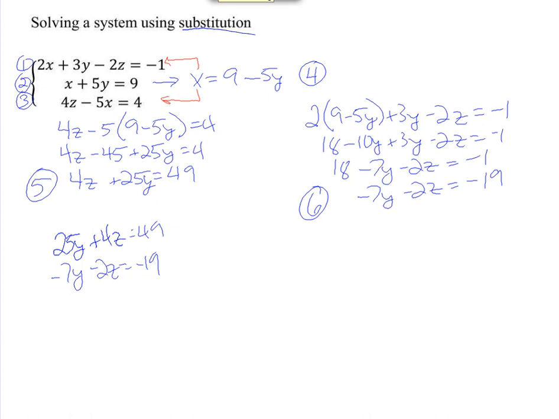All right, fine, let's solve it using substitution then. So we've got to work with fractions. That's okay. We'll take the bottom equation and solve for z. That gives me negative 2z equals positive 7y minus 19. Now I divide everything by negative 2, so I get z equals negative 7 halves y plus 19 halves.